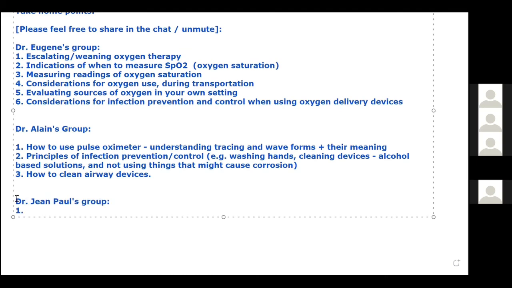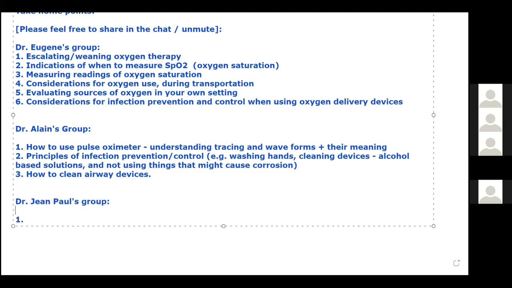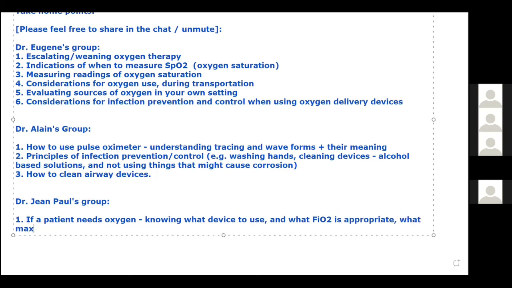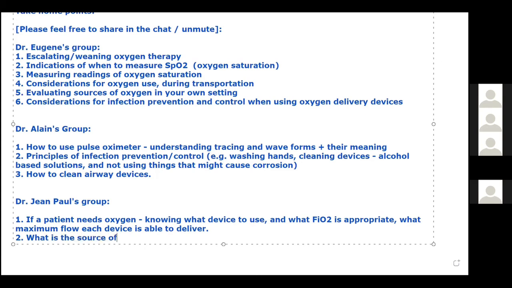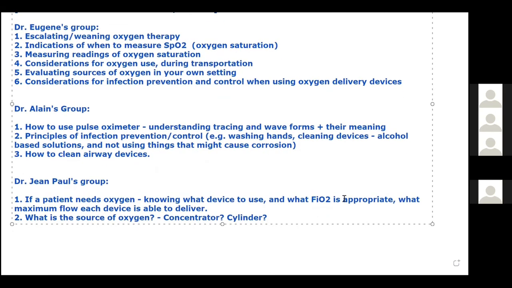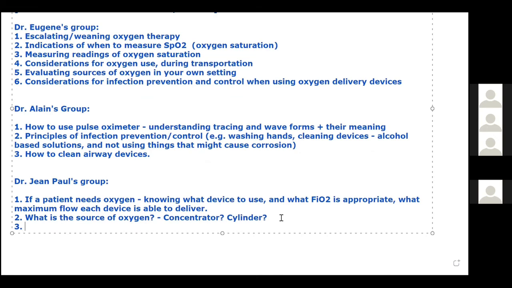As a take-home message, if a patient is needing oxygen, which device are you going to use? It's very important. And how much FiO2 are you going to deliver? And what is the maximum flow of each device? That's one. Number two, what is the source of oxygen? Am I using a concentrator? Am I using an oxygen cylinder? It's another component. Again, as you insisted, when you are using a cylinder it's better to know when the cylinder will be empty by reading the manometers according to the type of cylinder. Is it type E? Is it type H?